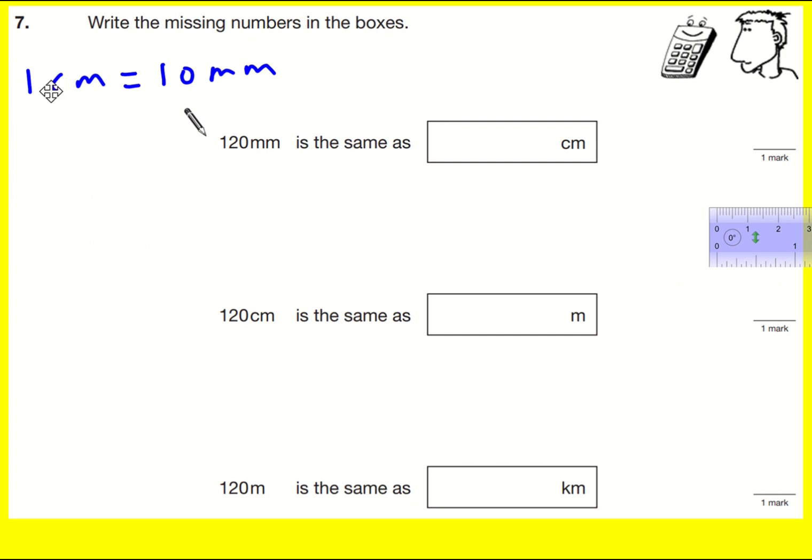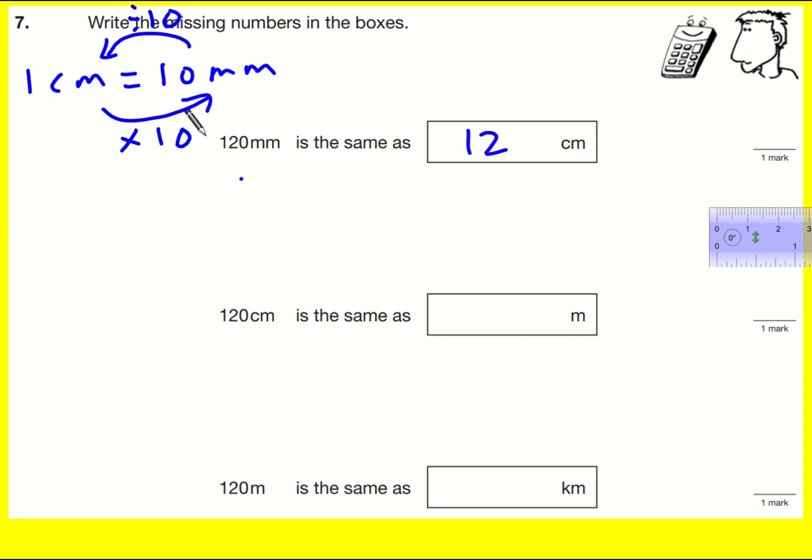So okay, that means if I'm going from centimeters to millimeters, I would times by 10 because I'm going from a bigger unit to a smaller unit, so I'm going to get more of them. If I go the other way, however, then I'm going to divide by 10. And that's what's going on here. I'm going to divide 120 by 10, and it's going to become 12.